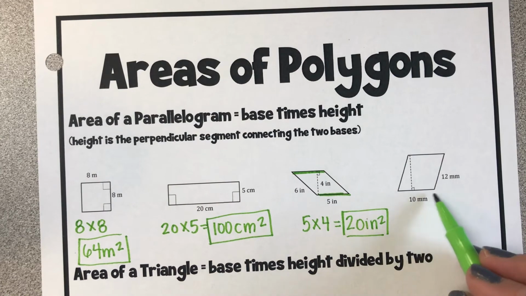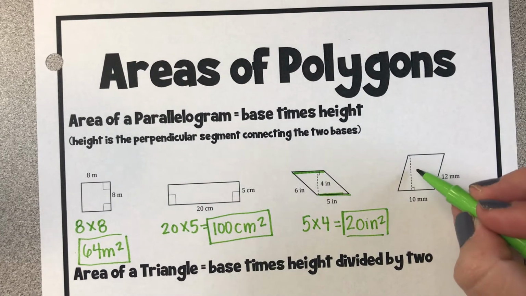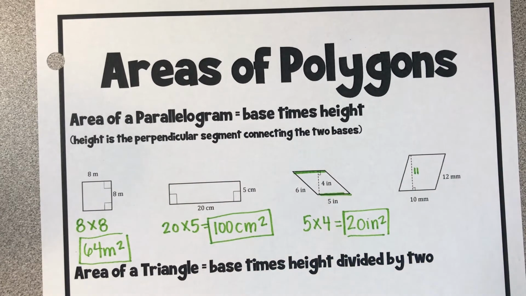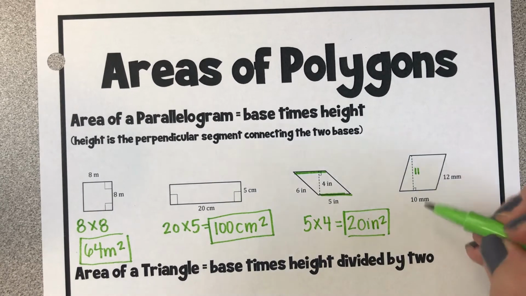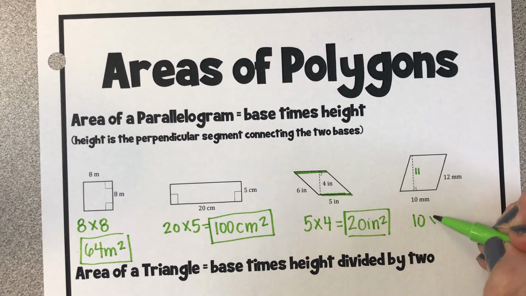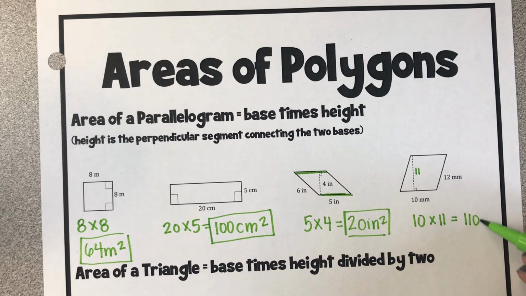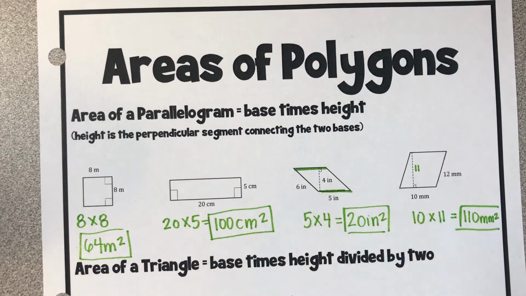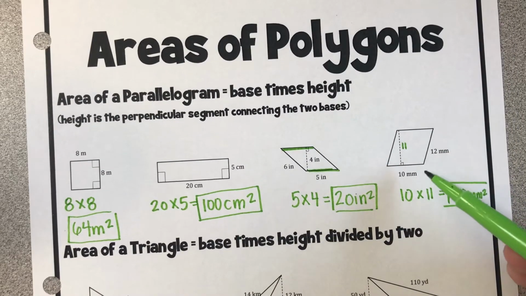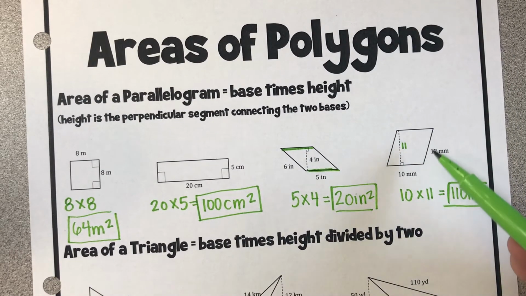And then this next one is 12. Oh, and you know what? I forgot a unit. We'll make that 11. It's 10 across. The base is 10. The height is 11. 10 times 11 is 110 millimeters squared. Right? Because this 12 is not the height. It's not perpendicular, so it's not the straight up and down height.